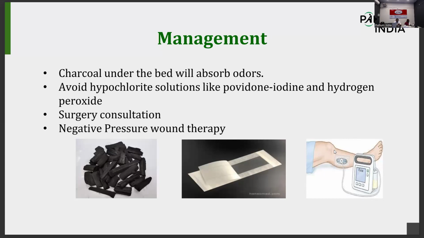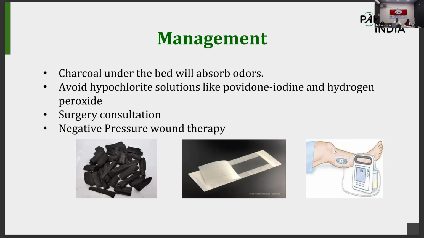Avoid hypochlorite solutions like povidone iodine and hydrogen peroxide. In our setting, we don't use povidone iodine and hydrogen peroxide for wound management because they will cause tissue injury also. In surgery consultation, as we already discussed, through surgical intervention you can remove the slough. Otherwise, if some deep tissue injury is there, that is stage 4, stage 3 and so on, surgical correction will be needed, like plastic surgery.